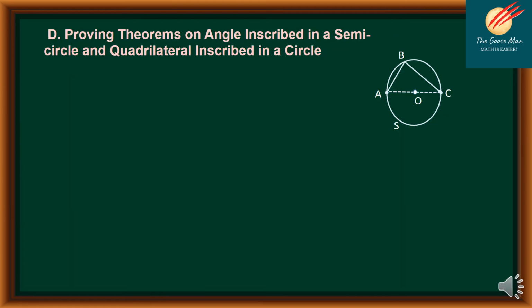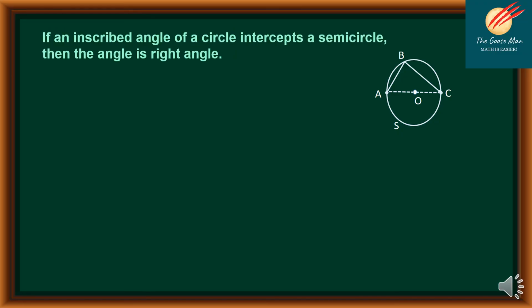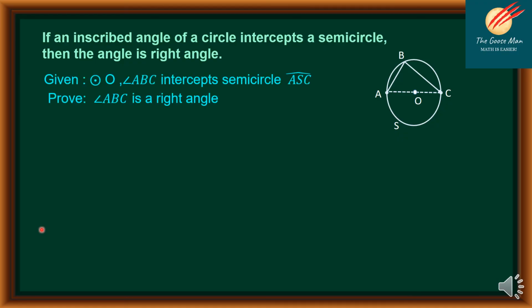So let's move on to the last part of our lesson, that is proving theorems on an angle inscribed in a semicircle and a quadrilateral inscribed in a circle. If an inscribed angle of a circle intercepts a semicircle, then the angle is a right angle. Let's consider the figure on the right side. Given circle O, angle ABC intercepts the semicircle arc ASC. We would like to prove that angle ABC is a right angle.